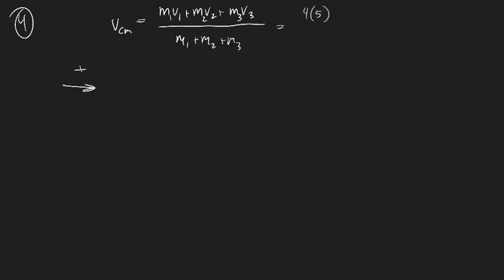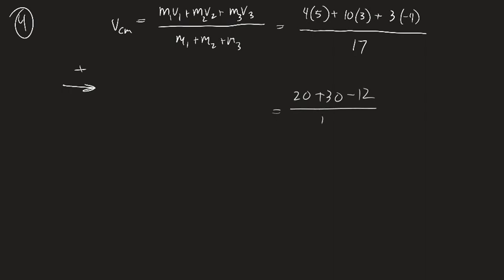So 4 times 5 plus 10 times 3 plus 3 times negative 4, all over 17. So that'll be 20 plus 30 minus 12 over 17, 38 divided by 17. So I get 2.2 meters per second. So center of mass isn't moving very much compared to everything else.